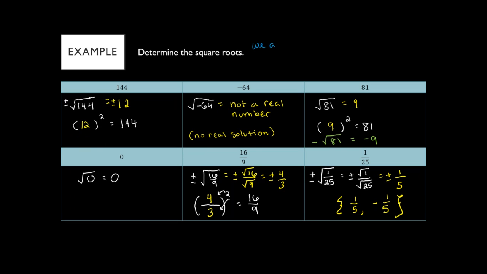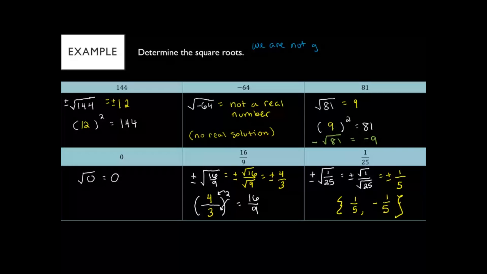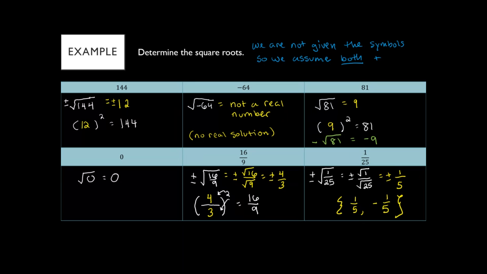So we are not given the symbols, so we assume both positive and negative. That's why we use the positive and negative. And a lot of people forget that. That's sort of why I was going through and saying, oh, but don't forget, we also have the negative because it's not specifying. It specifies when you see it with the symbol, but without the symbol, you're always going to assume both.